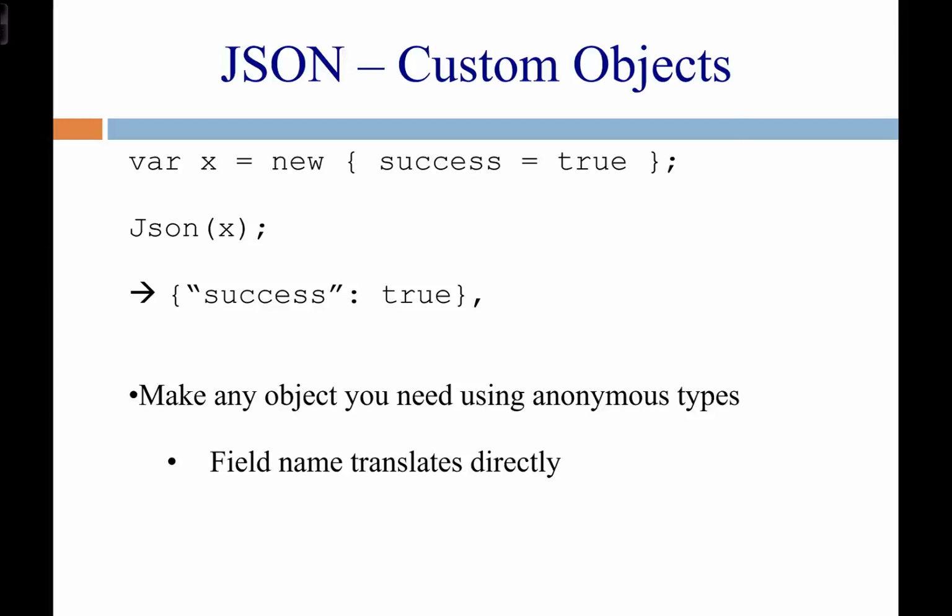So you can easily create just a new anonymous type with a single field called success and a value of true. Convert that to JSON, and you automatically get what the view needs, and then you can return that back.